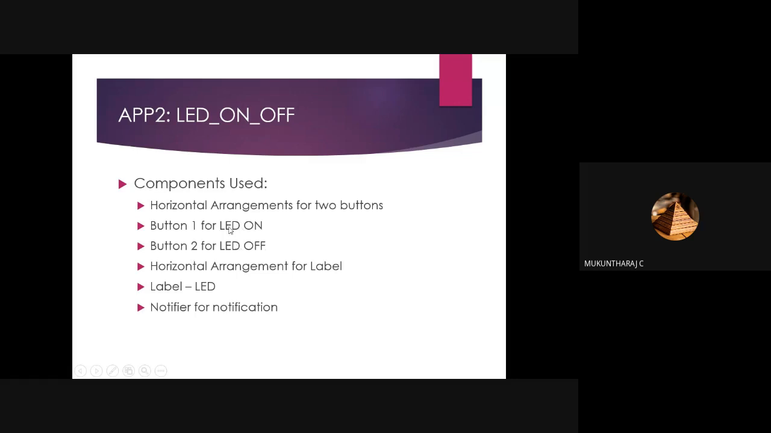These two buttons we can put in a horizontal arrangement so that they are aligned side by side. Then I have taken a horizontal arrangement for a label. I have used one label, and that label we are going to consider as the LED. The components I have used in the previous app: we used horizontal arrangements and one button. Here we are going to use two buttons, and of course we know how to use a label too. These are all basic things we have already used.